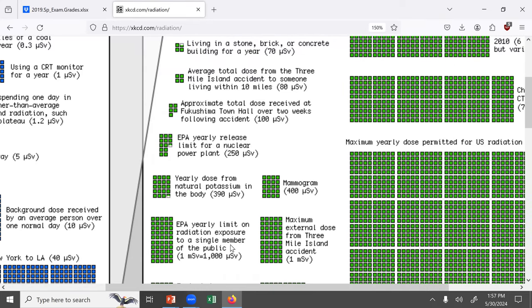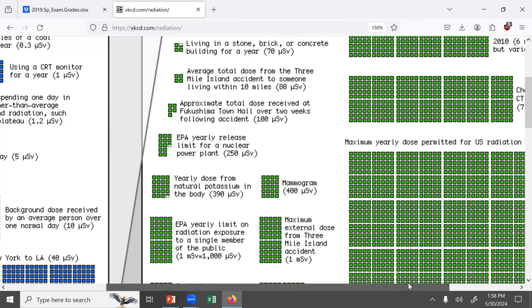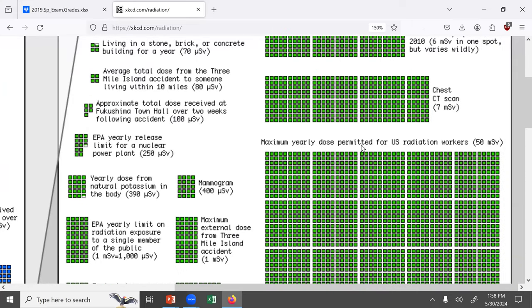EPA yearly limit on radiation exposure for a single member of the public. Basically, you want to stay under 1 millisievert per person per year. Above that, the EPA has to step in and regulate things. And maximum external dose from the Three Mile Island accident, only 1 millisievert. Still not even that strong. Maximum yearly dose permitted for US radiation workers, 50 millisieverts.